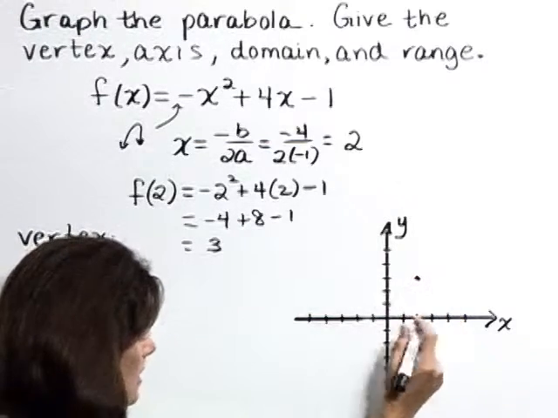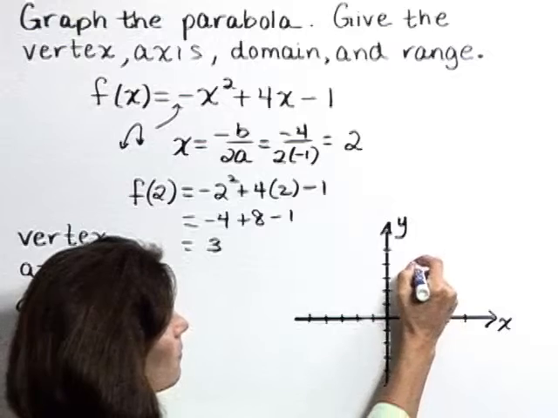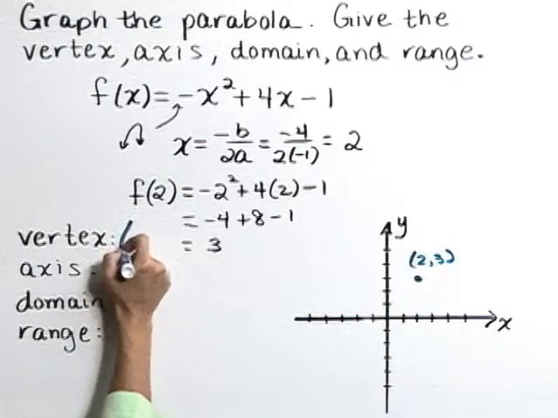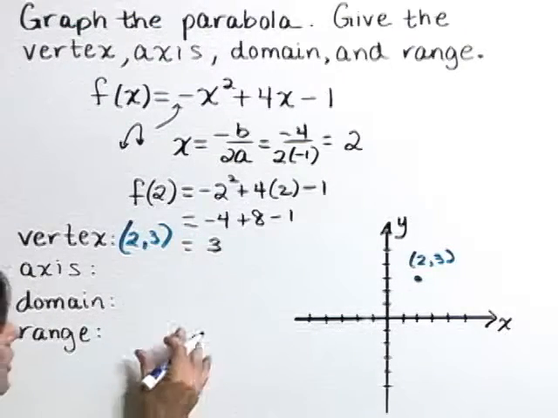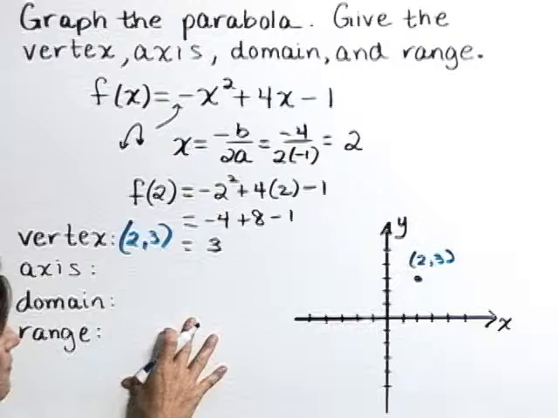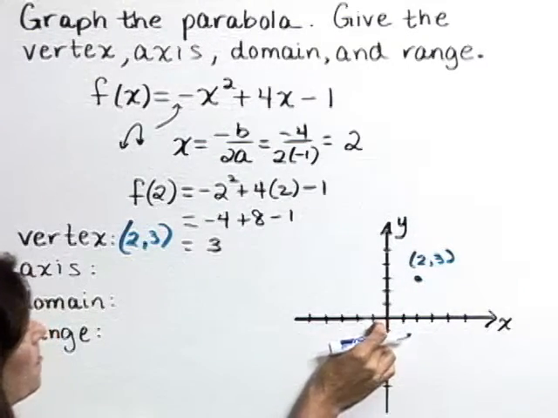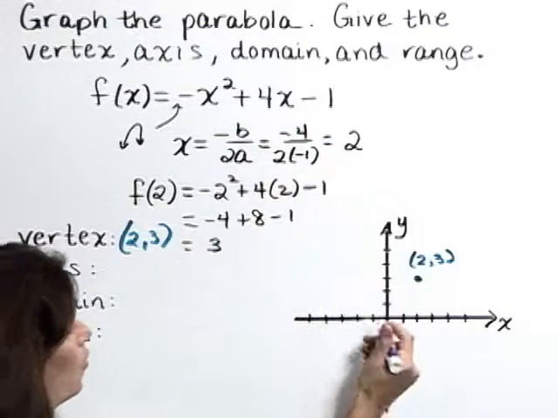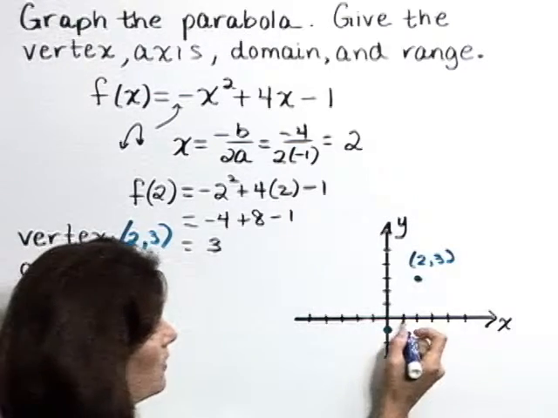Let's locate that point. And let's identify then our vertex, 2, 3. Let's find just another reference point on this graph. In our function, if we let x equal 0, say, then we've got a 0 term and a minus 1. So this function also goes through the point 0, negative 1.